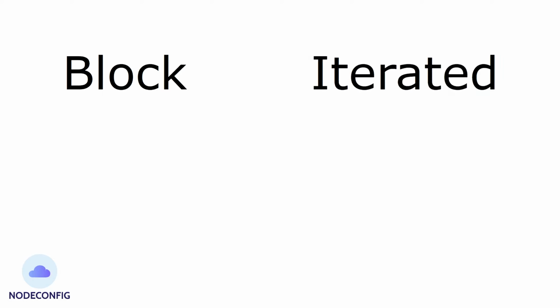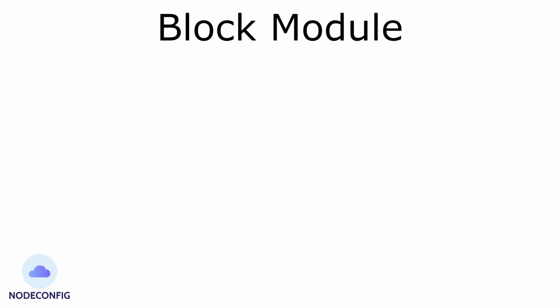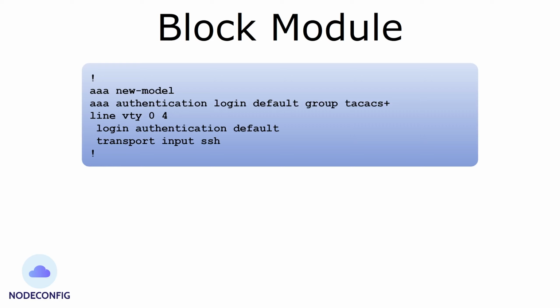First, let's understand the block module. A block module is a simple set of parameters passed onto a template to render commands. To simplify, let's imagine we are configuring AAA in our Cisco iOS router. These are basic commands to configure AAA. There are a few simple steps to define a module.